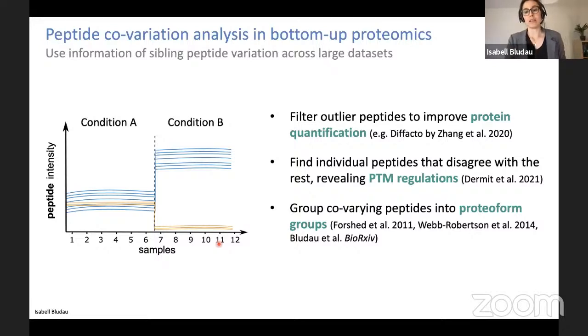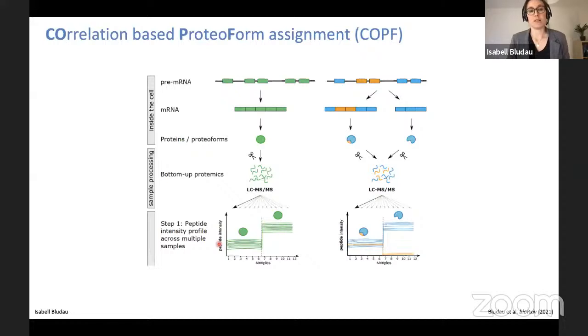So now I will present a tool that we developed in the Ebersold and Rist lab that is called correlation-based proteoform assignment, or short COPF. And here the idea is exactly that if you have a single protein that is generated from a gene, then we perform bottom-up proteomic analysis, then all of the peptides in theory should follow the same quantitative trend across a large data set.